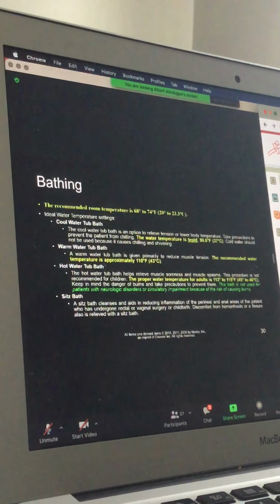Discomfort from hemorrhoids or a fissure also is relieved with the sitz bath. So if you have hemorrhoids, this can be a good intervention for the patient. Recent vaginal delivery, recent vaginal surgery, this can be relieving to some patients as well.